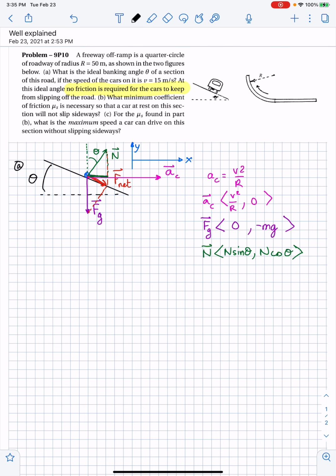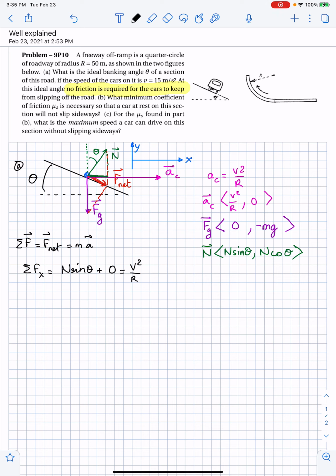Okay? Now, what does Newton's second law say? Well, it says that the sum of the forces, which is also the net force, is equal to the mass times the acceleration. Okay? And so we're going to project that in both directions. So in the x direction, the sum of the forces in the x direction is going to be the normal force, n sine theta, plus the weight, the mass times gravity, Fg in x direction is 0. And that's going to be equal to v square over R.